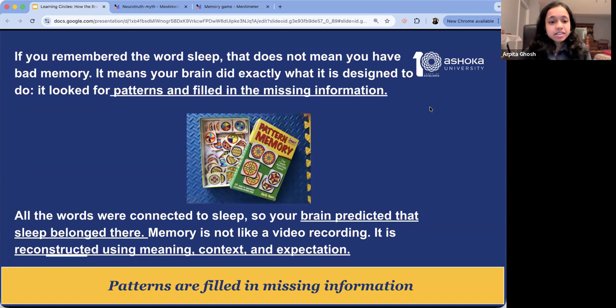And this activity was essentially to help understand how the brain can fill in missing information by connecting what was asked to existing information that was already there, and how memory is reconstructed using meaning, context, and what you expect to be there in that specific context. So basically, patterns are formed by looking at existing information to fill in the missing information.